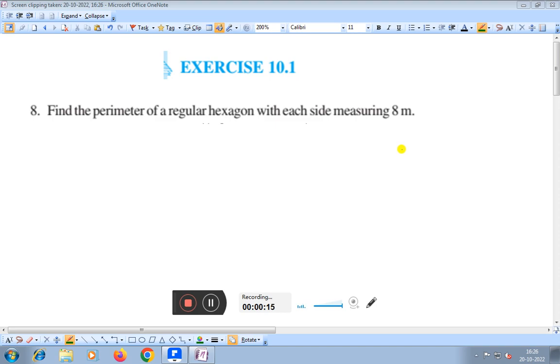Hexagon means it has 6 sides. 1, 2, 3, 4, 5 and 6. 6 sides, right, and each side measures 8 meter. This is 8 meter. It is also 8 meter. It is also 8 meter. This is 8 meter. This is also 8 meter.